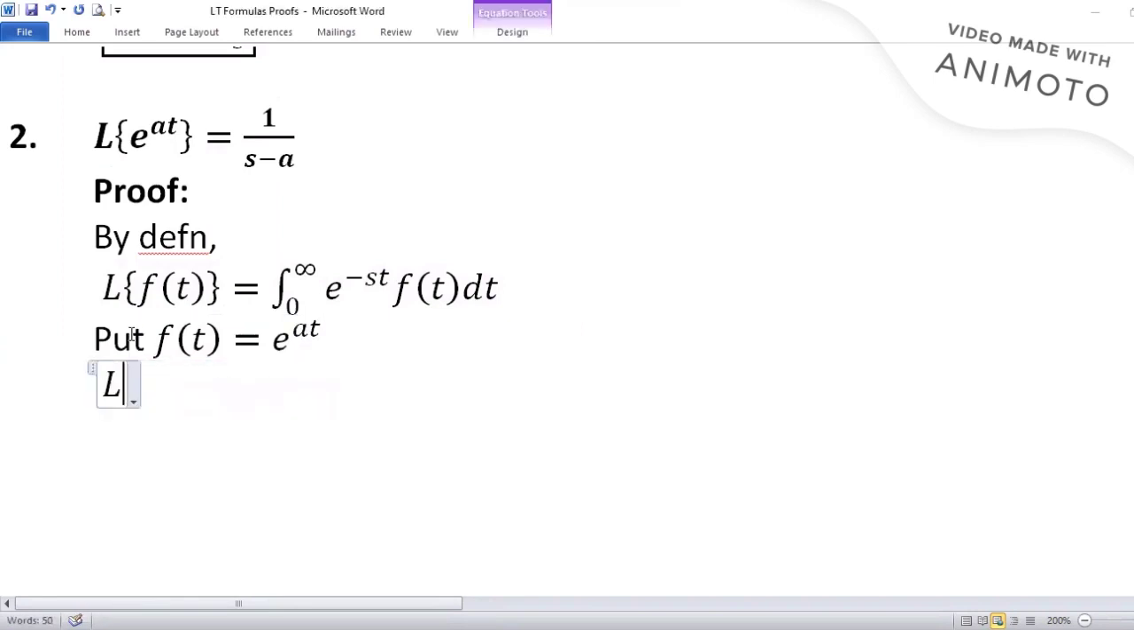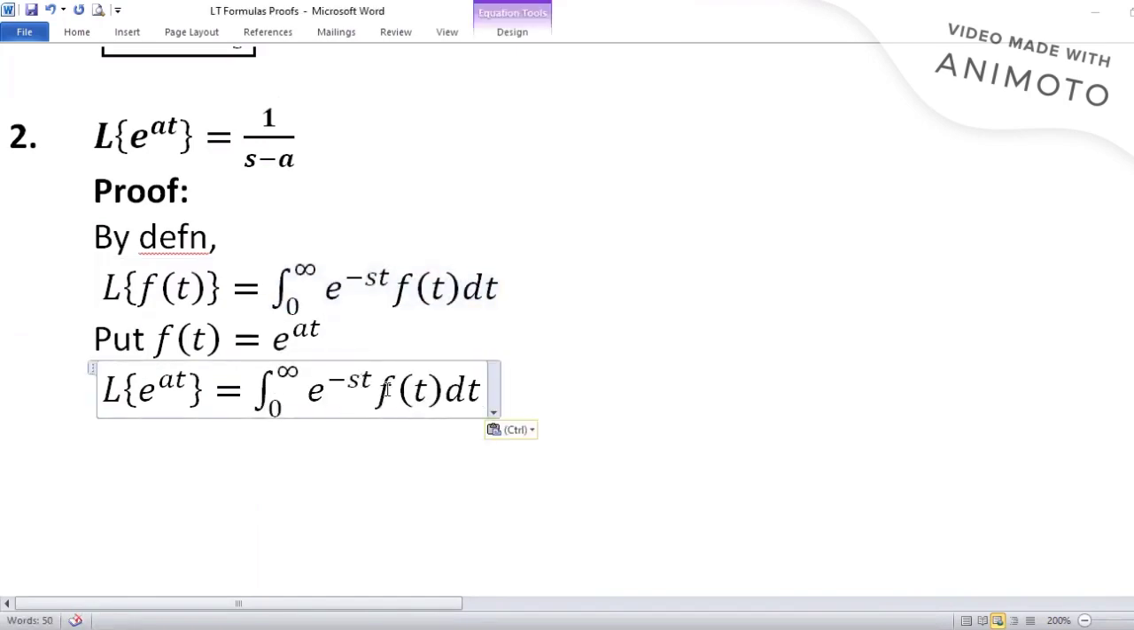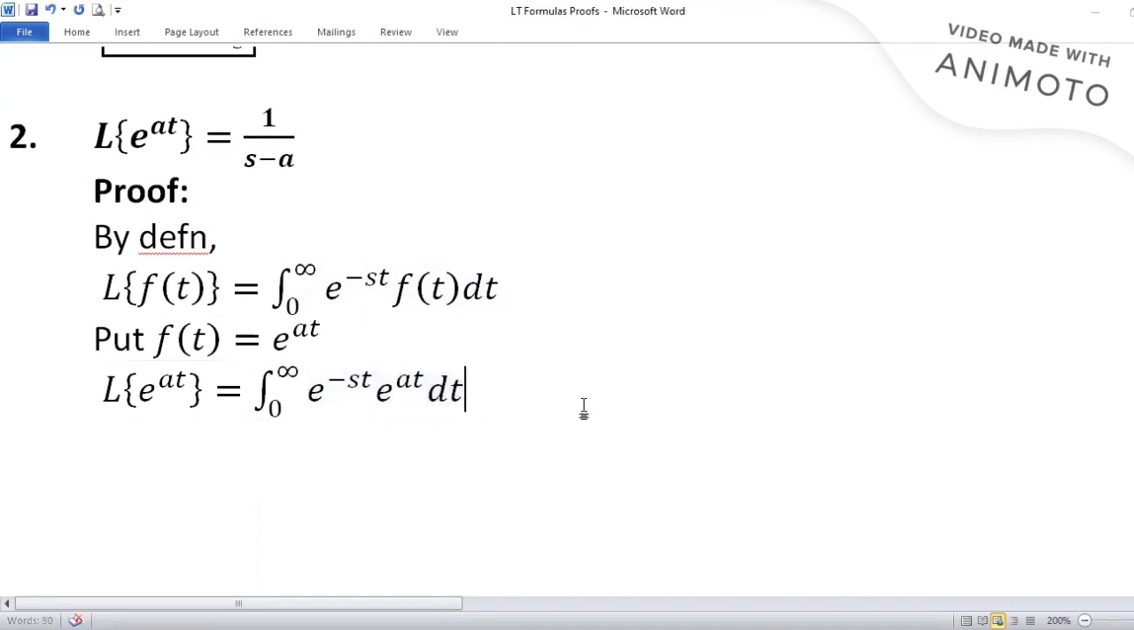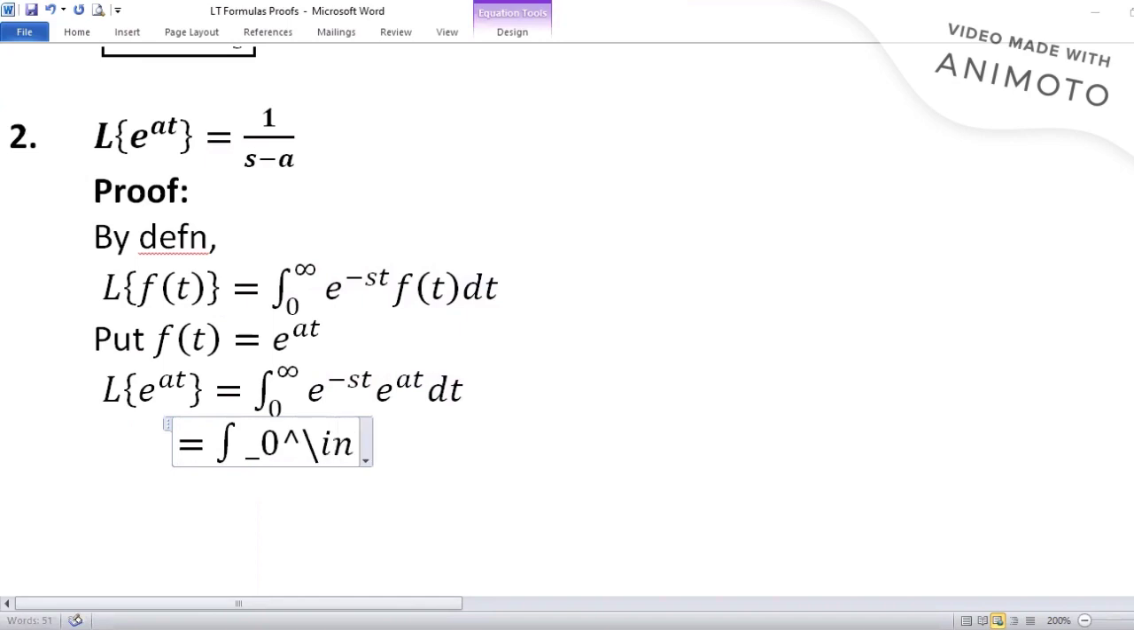So it becomes Laplace of e raised to at equal to the integration. I must copy the same integration over here. The only thing I must do is change function f(t): in place of it, I'll replace it with e raised to at. So e raised to minus st and e raised to at, both are exponential functions. Let us merge them together. Integration from 0 to infinity, we will have the e power written as minus s plus a, and commonly t dt.